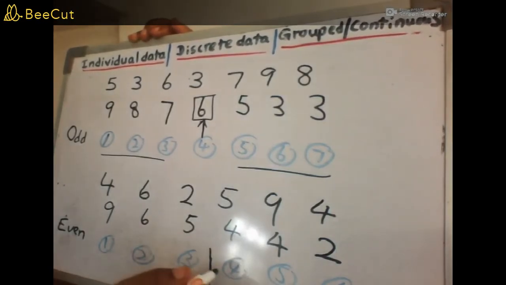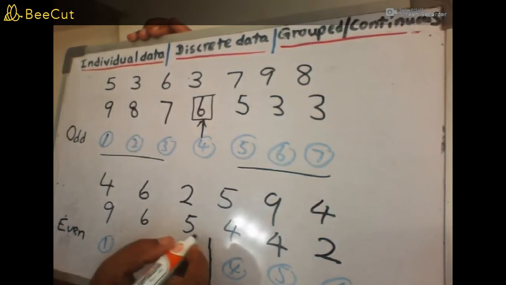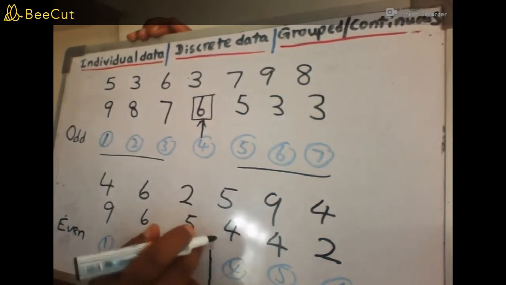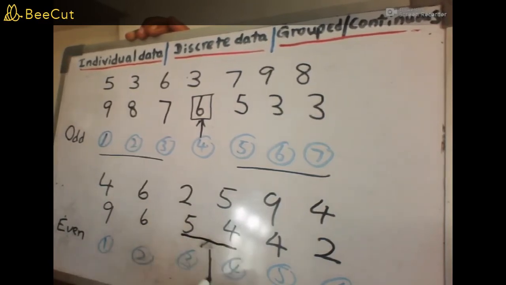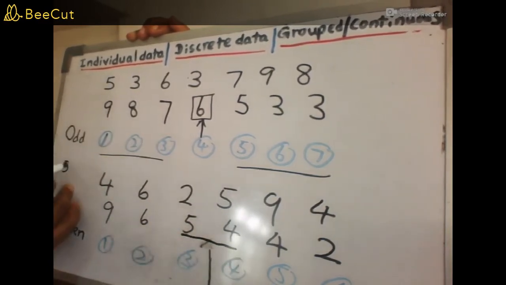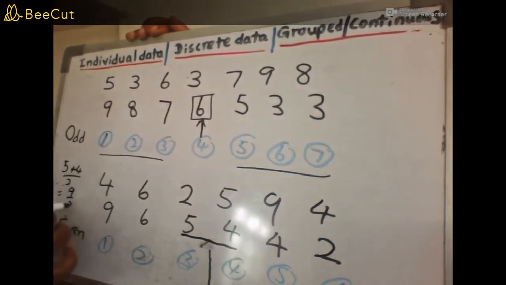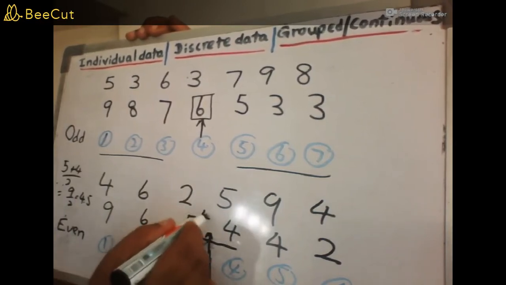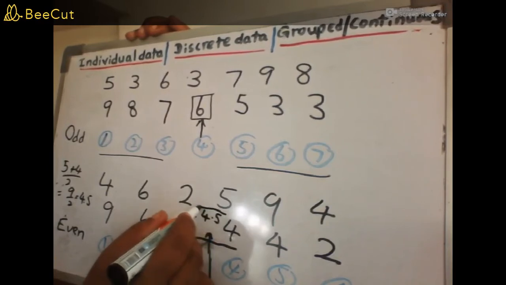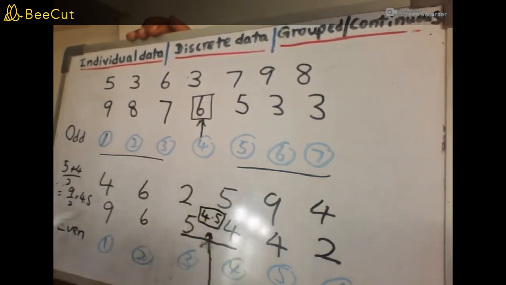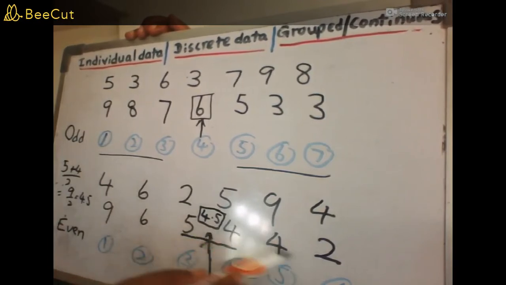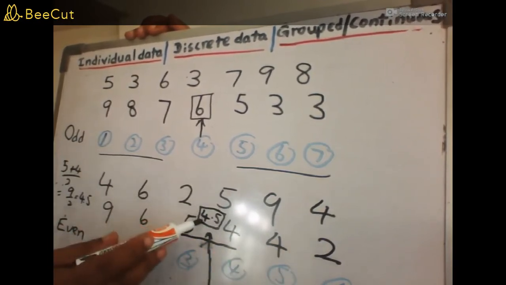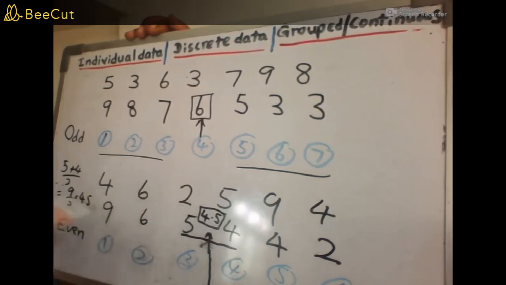3 plus 4 is 3.5. That means you have to take these two values and get the average. 5 plus 4 divided by 2, that is 9 divided by 2, 4.5. So our answer is 4.5. From 4.5, there are 3 values above the median, and 3 values below the median.